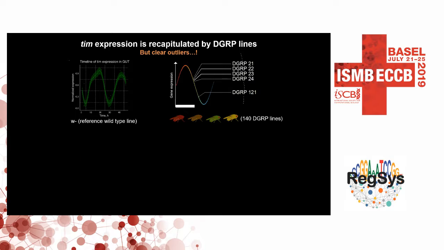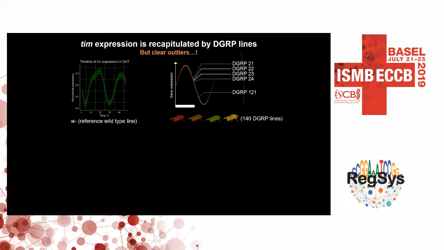But that, of course, means we really would need to be able to recapitulate the actual cycling based on the information retrieved from 140 lines. And this is what I will show you here, that this is indeed the case. If you look at timeless expression in the gut, you can see this very striking cycling pattern for timeless.